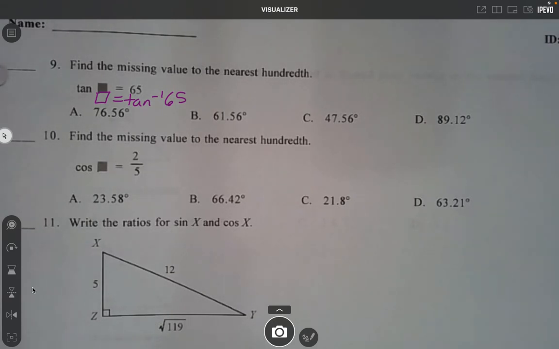So tan inverse of 65 over 60. It's 89.12. Yeah, answer D. Yep, that's answer D. Wait, how did you just do that? What did you do?